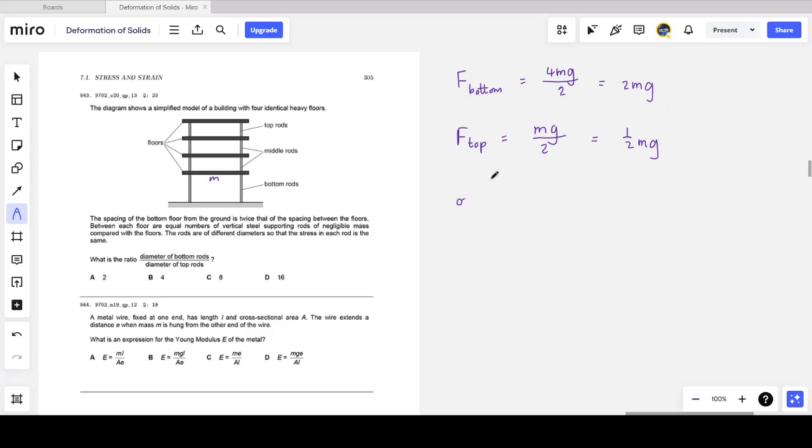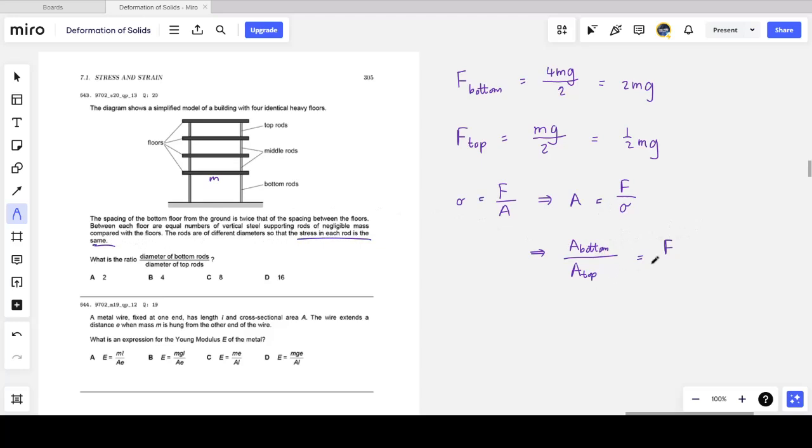Now, the stress, sigma, is defined as force per unit area, and that's the cross-sectional area of each of these rods, right? Which means that the cross-sectional area is the force divided by the stress, just rearranging the equations. This means that the area of the bottom rods divided by the cross-sectional area of the top rods is going to be, and the stresses are going to be the same as they told us. The stresses are equal, they're the same.